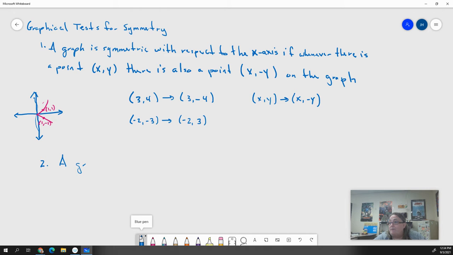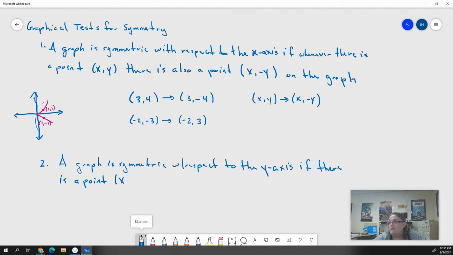Number 2, a graph is symmetric with respect to the y-axis if there is a point (x, y), there is also a point, in this case, (-x, y).